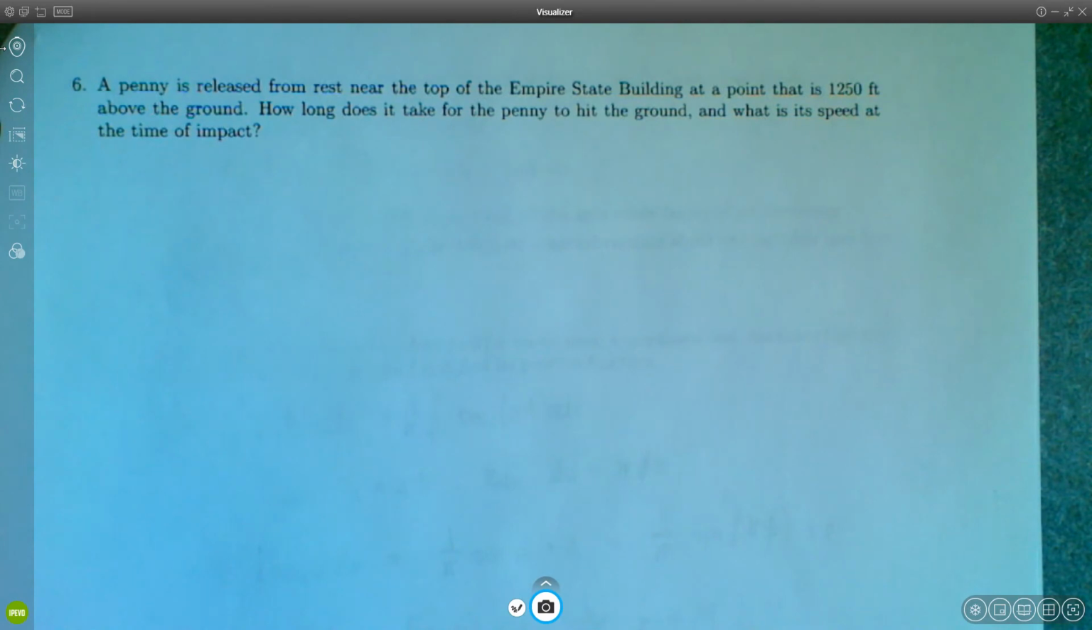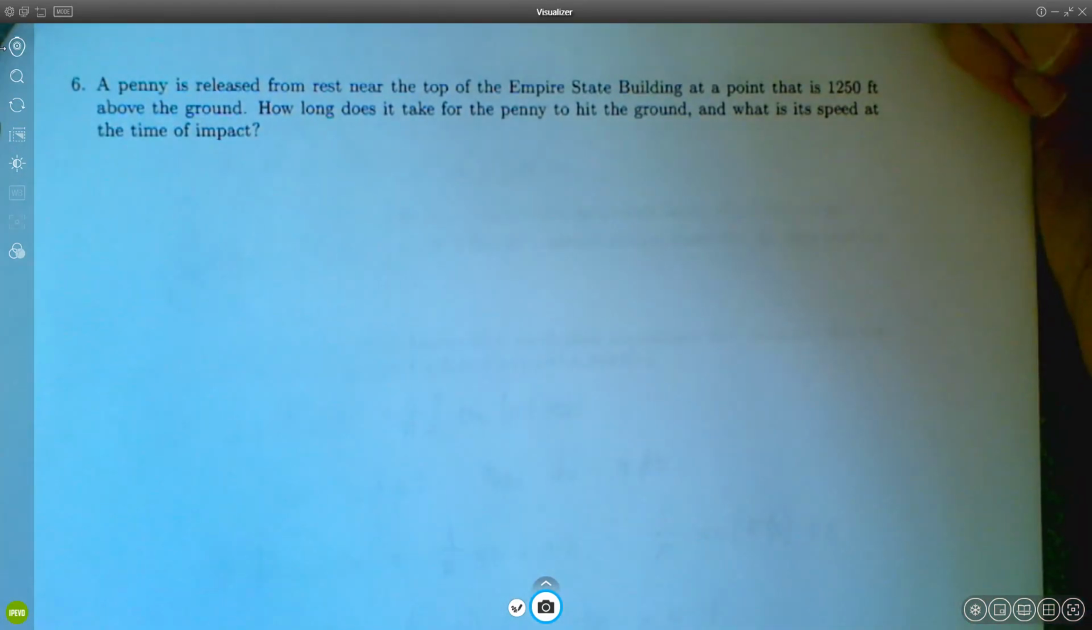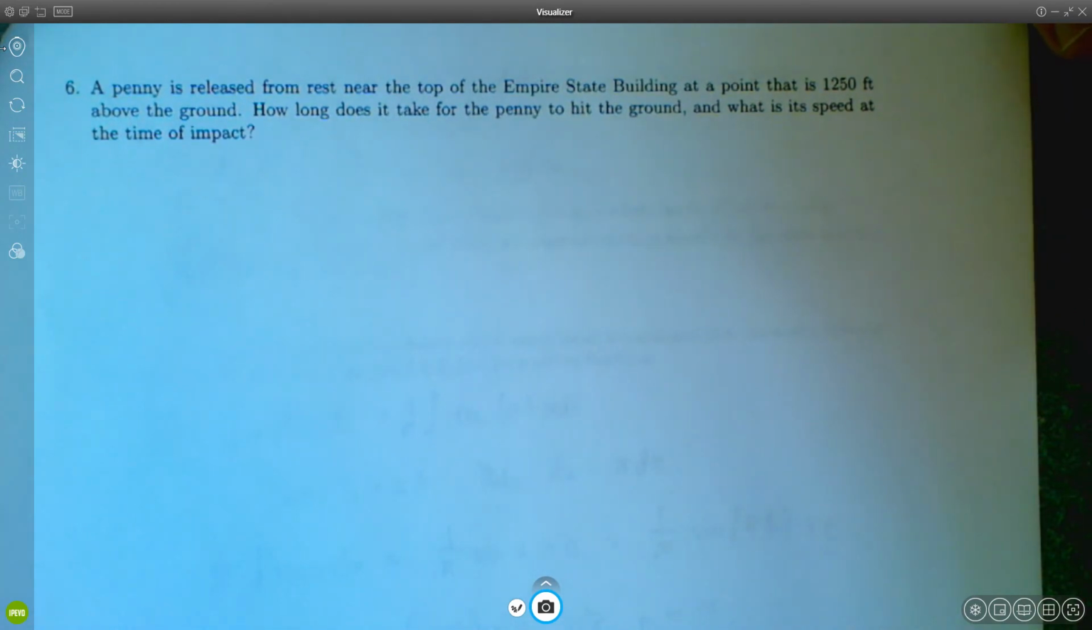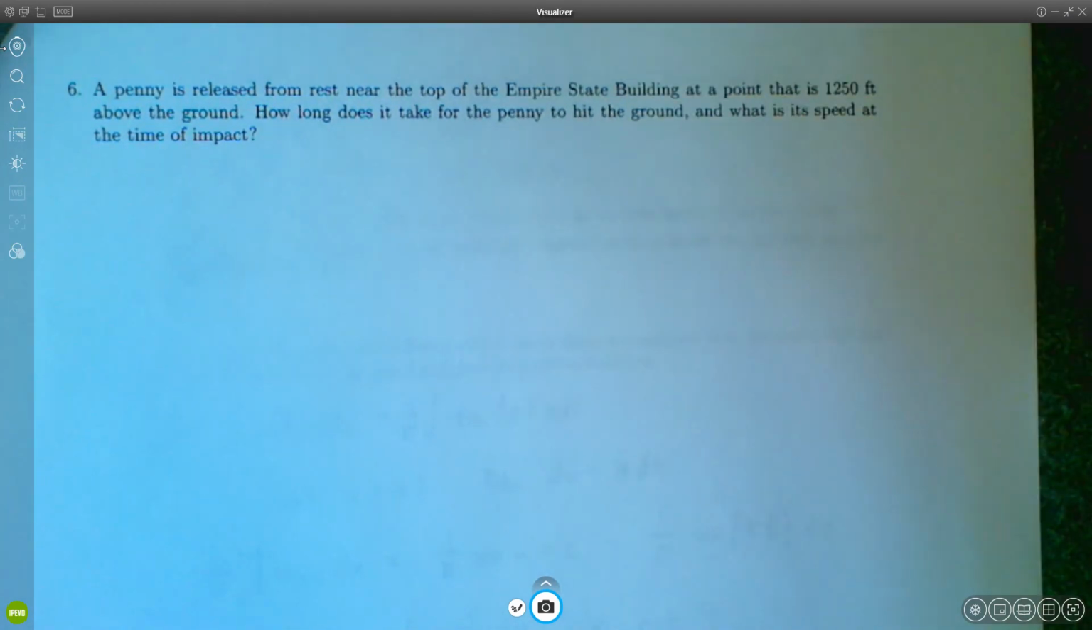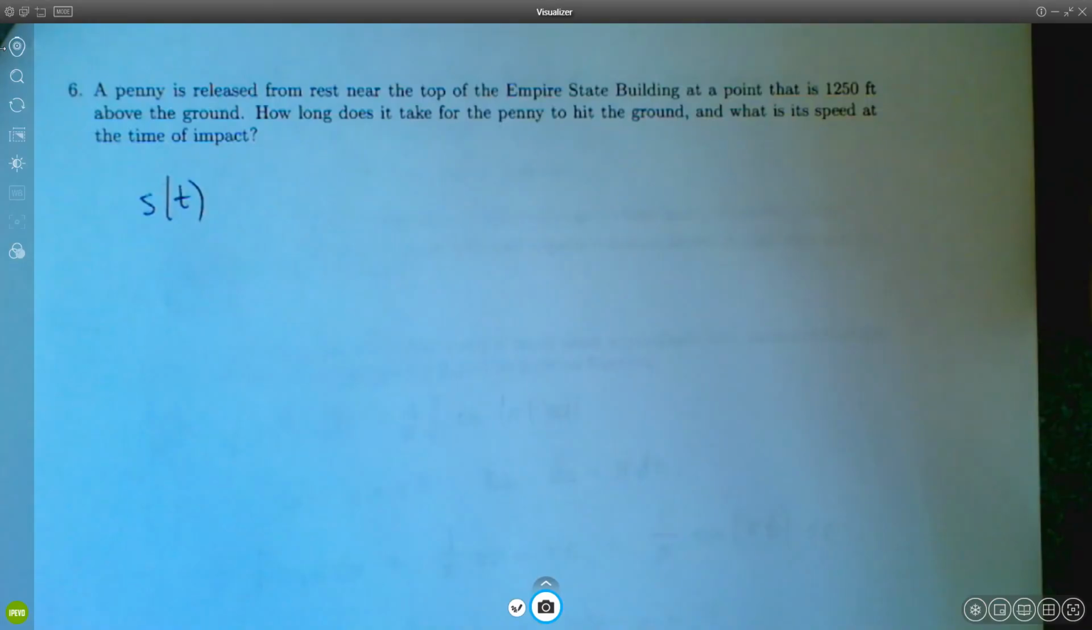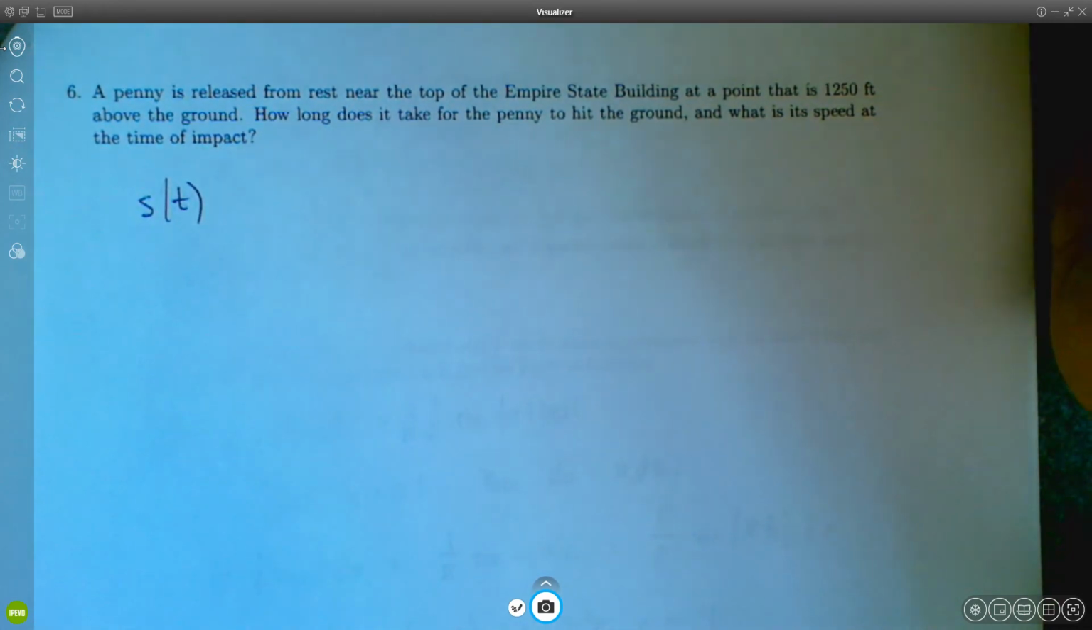Okay, so how long does it take for the penny to hit the ground? Okay, so when the penny hits the ground, it's at a distance of 0 feet from the ground, right? So we want to know when its position is 0. In order to figure that out, first we need to get a formula for the position function. So let's do it. Again, the penny's just being dropped, right? And so the only force it's undergoing is the gravitational pull of the Earth, right?